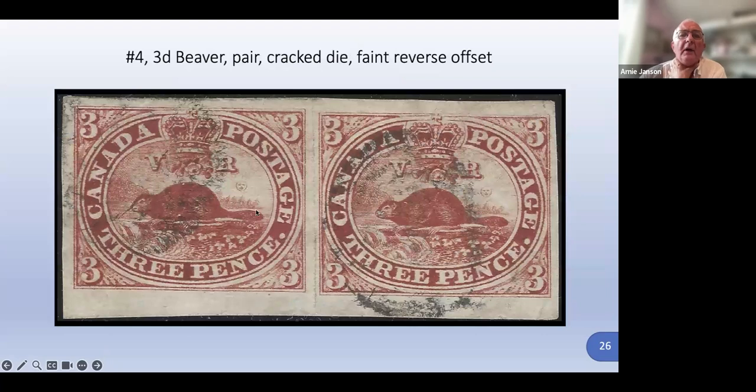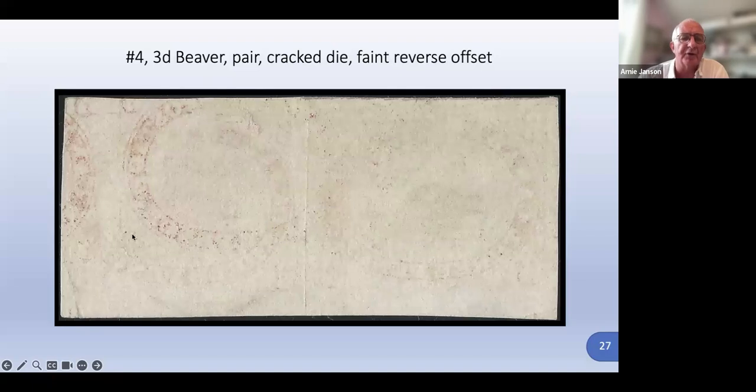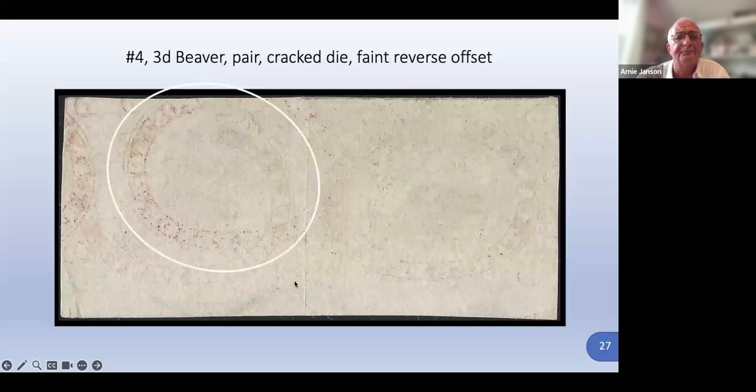Here we have a cracked die again, but with a faint reverse offset. Here we can see the cracked die. It's partially hidden by the cancel there, but it's a little more evident here. What's interesting about this variety is if we flip it over, we'll see the reverse offset here. There, a bit stronger here. And this, of course, is not the reverse offset. This is the stamp image coming through the paper. So it's important not to mix up reverse offset with just the stamp image coming through the paper. Here we see the reverse offset right there.